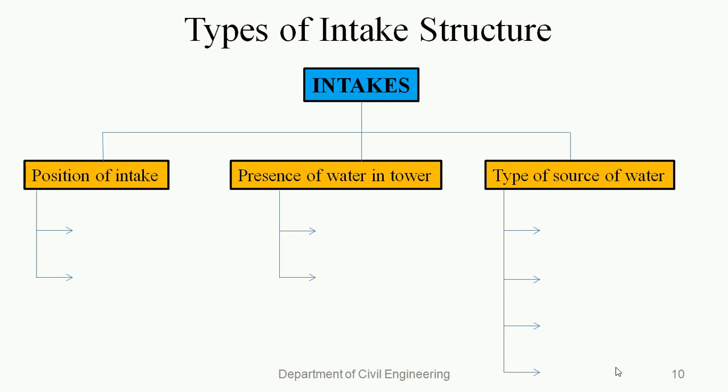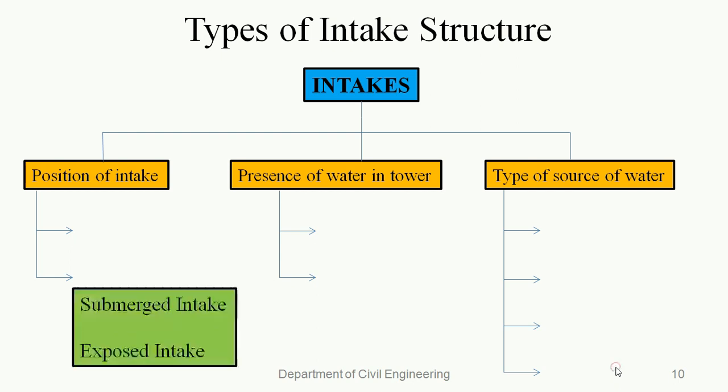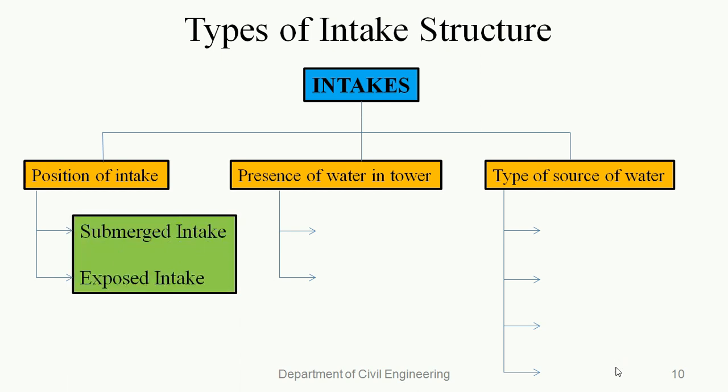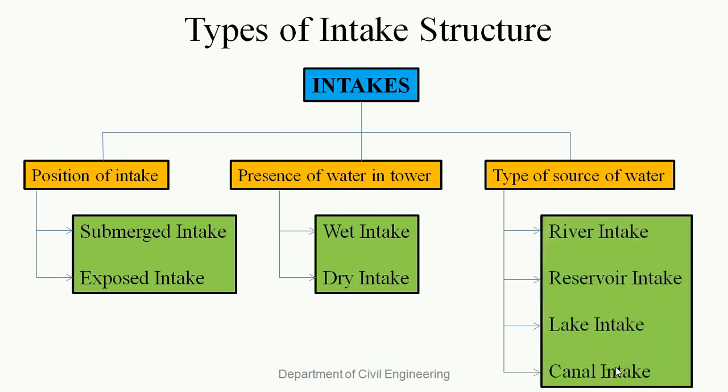So, on the basis of position of intake, there are two types of intake structures. Number one, submerged intake, and number second, exposed intake. On the basis of presence of water in tower, there are two types. Number one, wet intake, and number second, dry intake. On the basis of type of source of water, there are four types. Number one, river intake. Number second, reservoir intake. Number third, lake intake. And number fourth, canal intake.